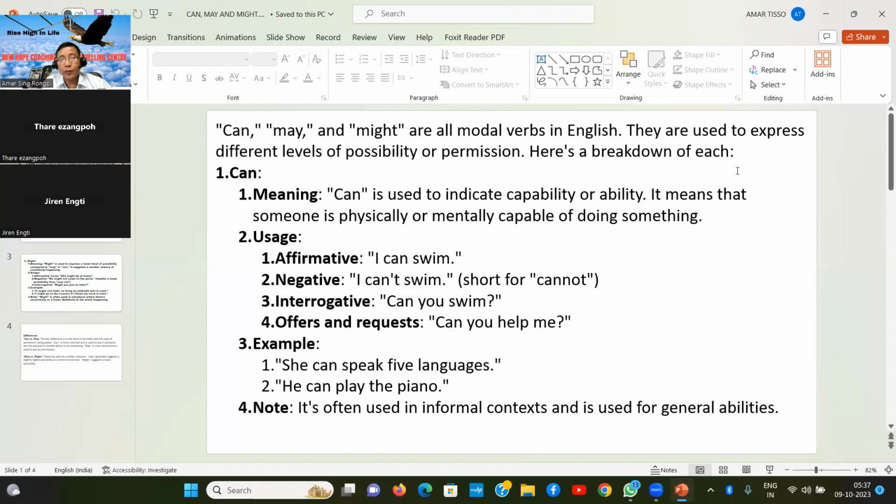You can use that. That's called informal. No rules are needed. So it's often, most of the time, we use it.